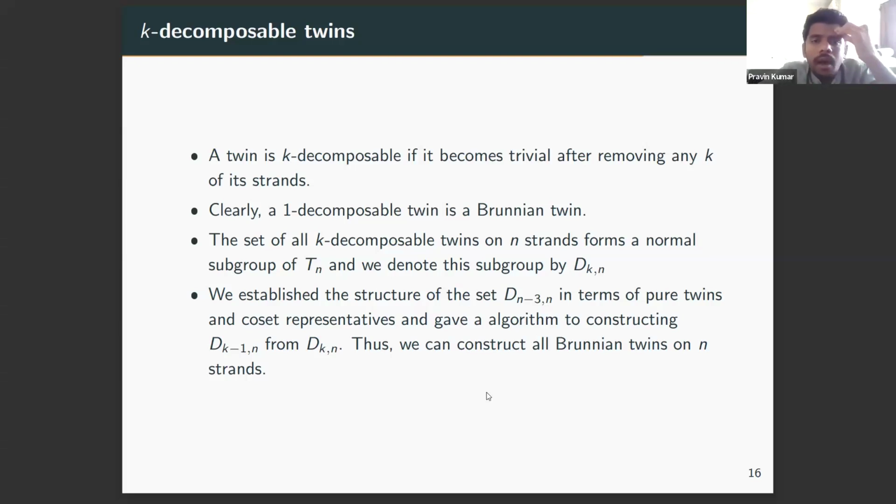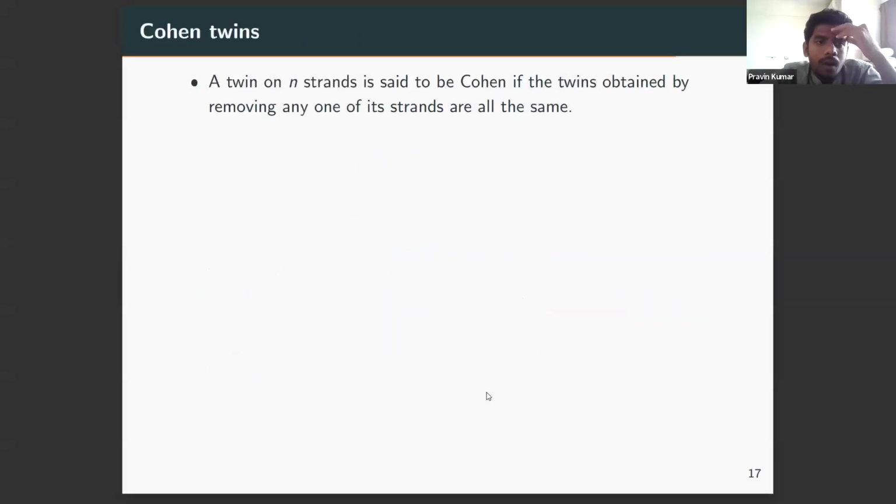And we also studied another generalization of Brownian twin, which is called Cohen twin. A twin on n strands is said to be Cohen if when we remove any of its strands, what we obtain is always the same. That is, a twin on n strands is said to be Cohen if the twin obtained by removing any of its strands are all the same.